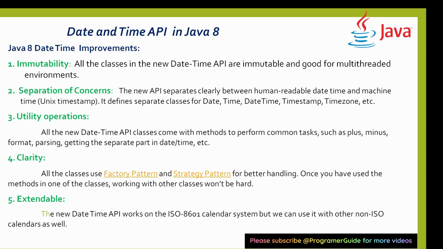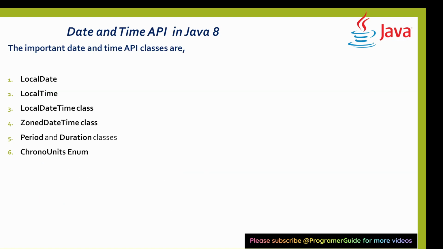Extendable: the new date and time API works on the ISO 8601 calendar system, but we can use it for other non-ISO calendars as well. Some important date and time classes are LocalDate, LocalTime, LocalDateTime, ZonedDateTime, Period, Duration, and the ChronoUnit enum. I am going to explain these with examples. Let's come back to the example.